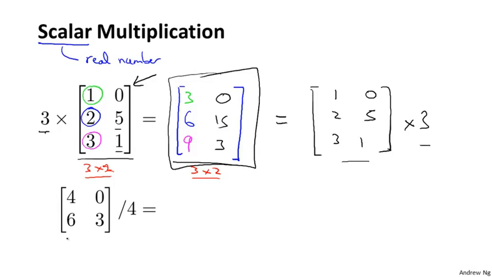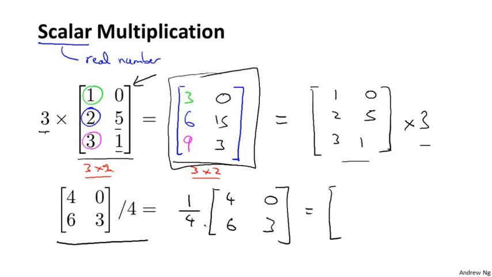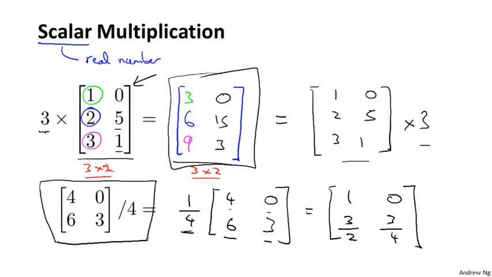You can also take a matrix and divide it by a number. Taking this matrix and dividing it by 4 is actually the same as taking the number 1/4 and multiplying it by this matrix, 4063. And so you can figure out the answer. The result of this product is 1/4 times 4 is 1, 1/4 times 0 is 0, 1/4 times 6 is 3 halves, since 6 over 4 is 3 halves, and 1/4 times 3 is 3/4. And so that's the result of computing this matrix divided by 4.